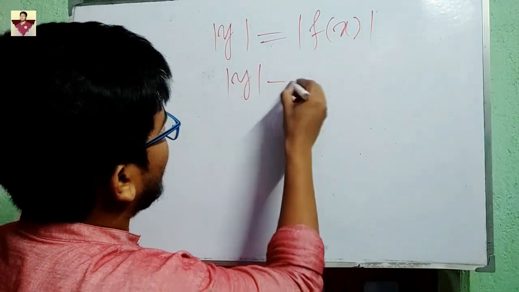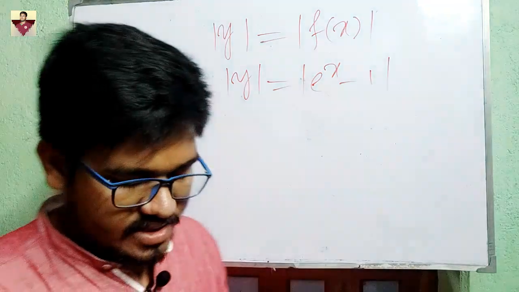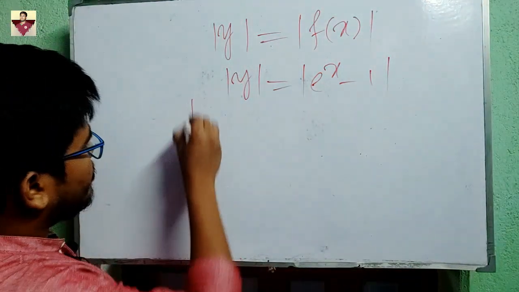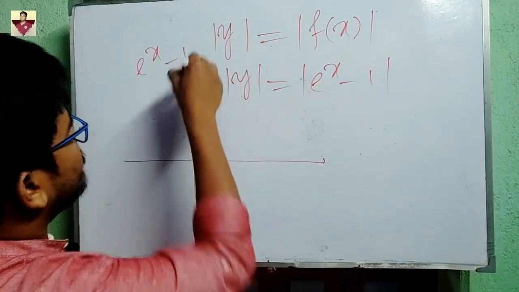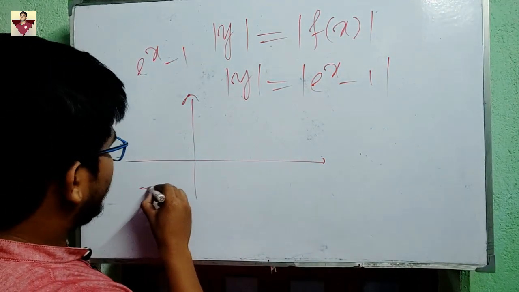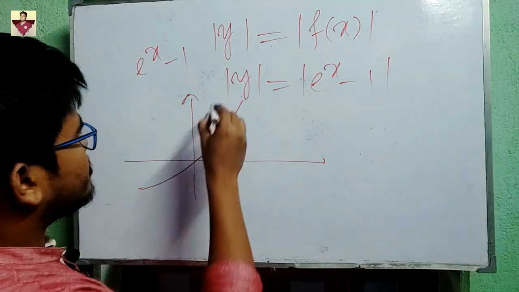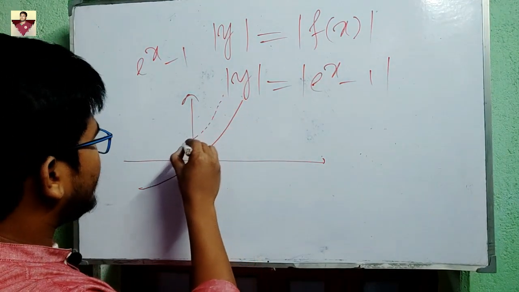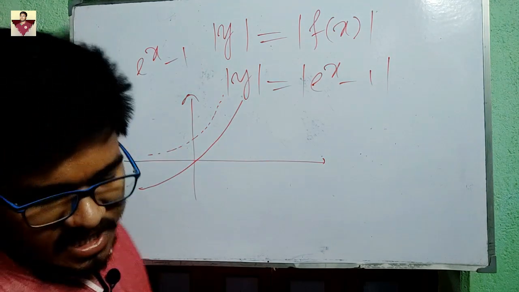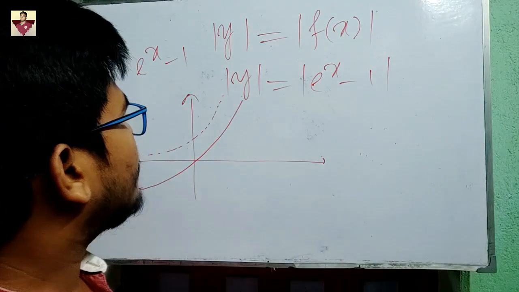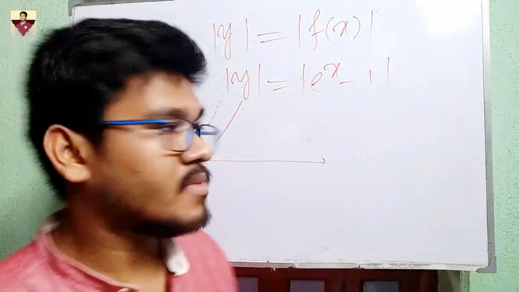Let's say you are asked to plot mod of e to the power x minus 1. First you need to know e to the power x minus 1. It will look like this. It will go exactly through the origin, because previously e to the power x was going like this, but in this case it will go through the origin.